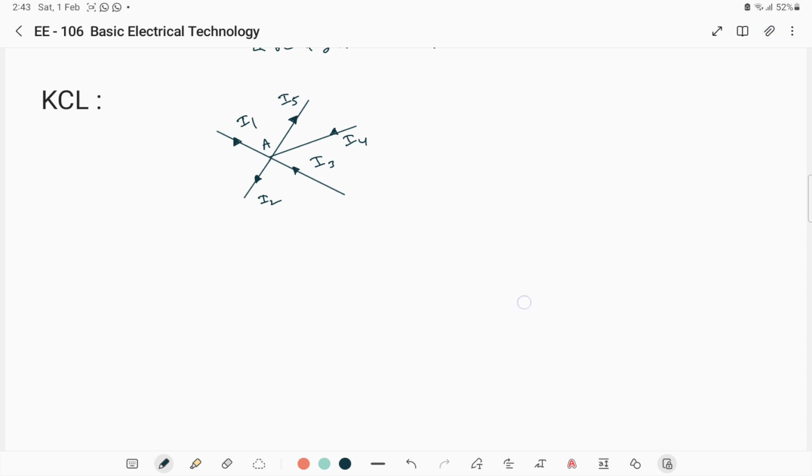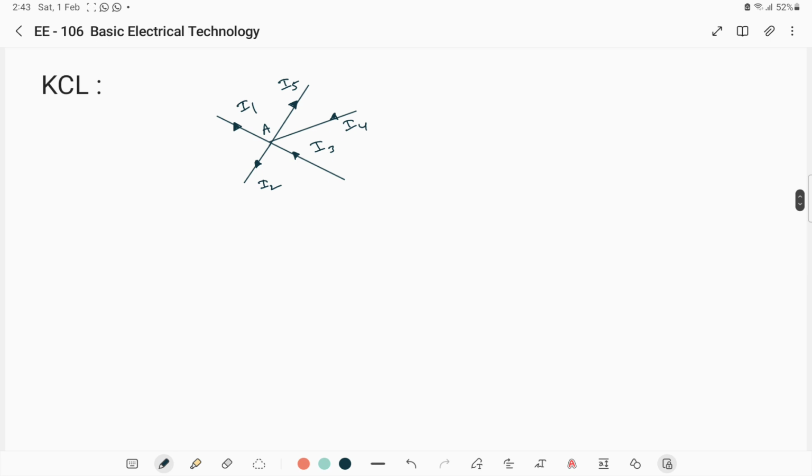KCL is Kirchhoff's current law. As per this law, the algebraic sum of the currents meeting at a junction or a node of a circuit is 0. Okay. In this example, this node is labeled as A. Here, algebraic sum of the currents must be 0. Okay. It can also be defined as the sum of the incoming currents is equal to the sum of the outgoing currents at a junction or a node of a circuit. Okay.